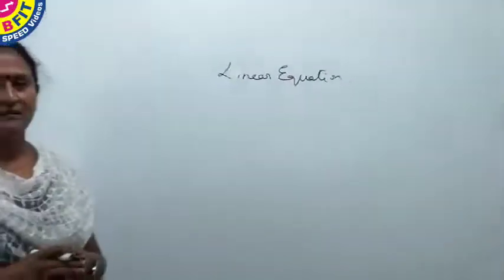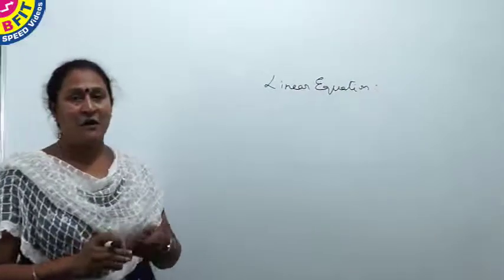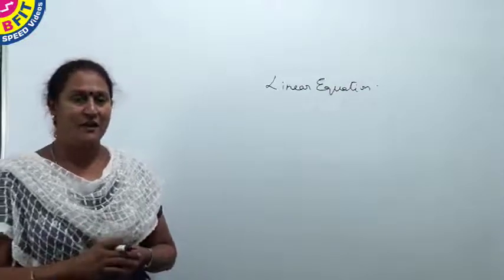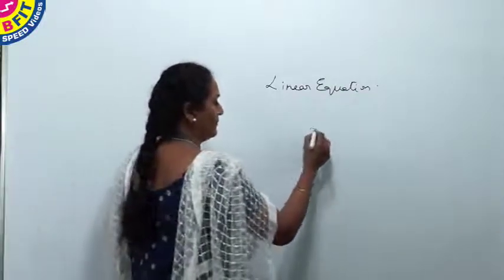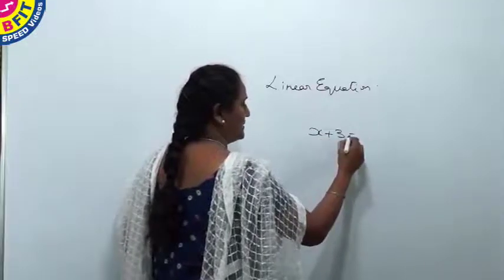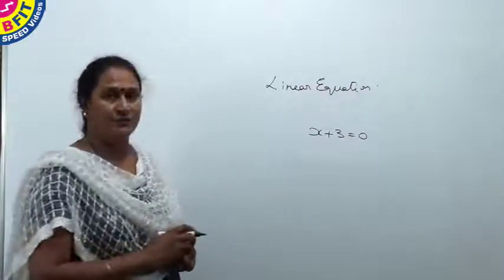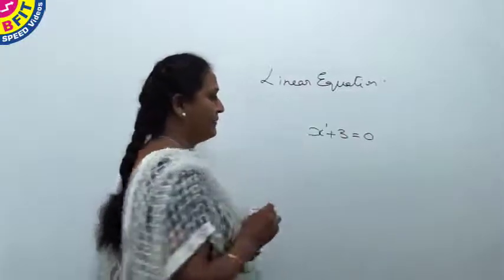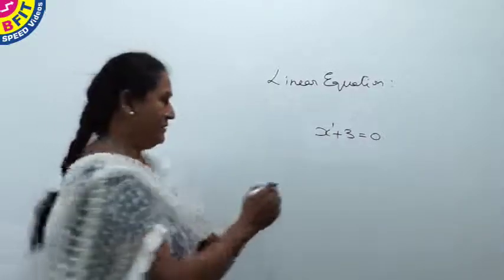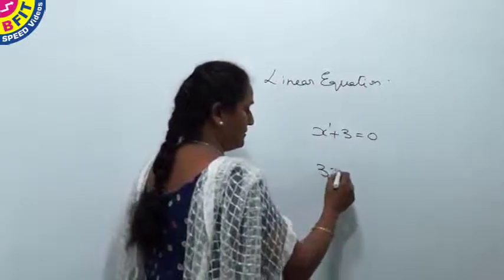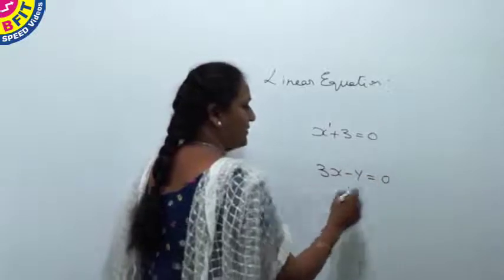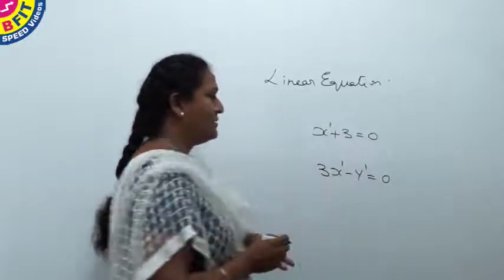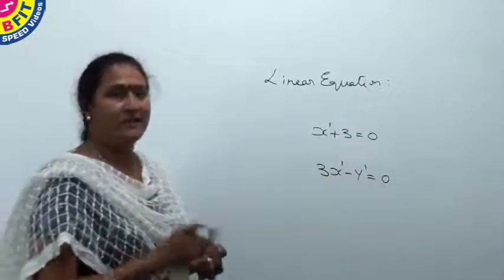An equation in which the highest power of a variable is 1 is termed a linear equation. For example, x plus 3 equal to 0. Here the highest power of x is 1. Another equation, 3x minus y equal to 0. The variables have highest degree 1. Both these equations are termed linear equations.